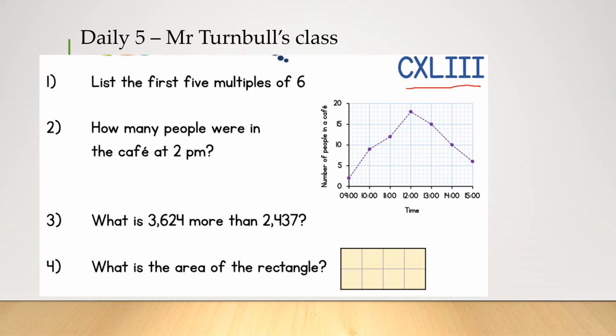What is 3,624 more than 2,437? And what is the area of this triangle? Remember, when we are using area, we must put the unit of measurement after. So it would be centimetres squared, okay, the small 2 above the M there. So whether you're in Miss Slater's class, my class, or Mr. Turnbull's class, pause the video, have a little go at those questions there. If you are not in school, I will go through those answers on the next video. And if you are in school, you can mark those with the teacher that is in your classroom. Off you go, pause the video.